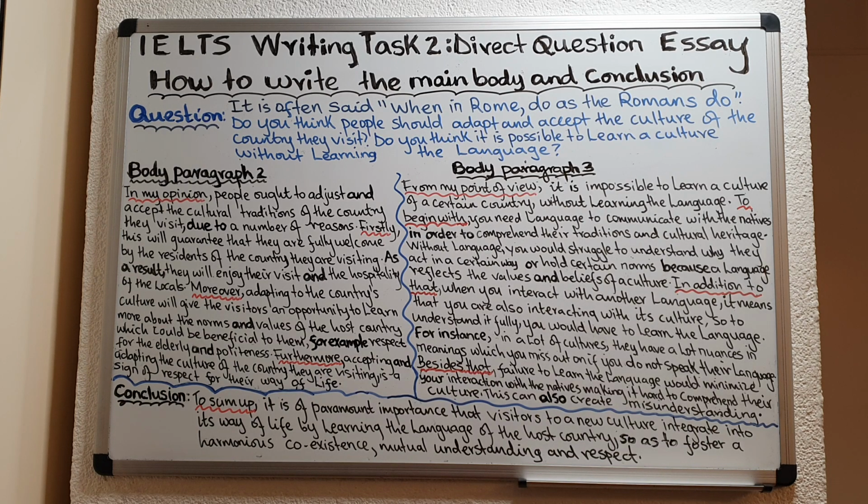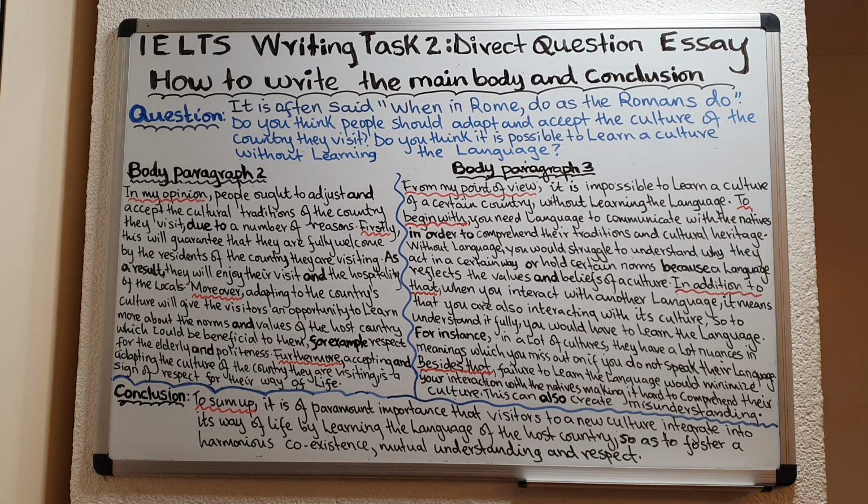And that is what I recommend you to do if you want to get a band 8 or a band 9. Begin the paragraph by answering the first question directly and then end that first sentence with something like due to a number of reasons. And then after that, give 3 reasons, okay? And introduce each of the reasons using a linking word. And to elaborate your answers, also use linking words.